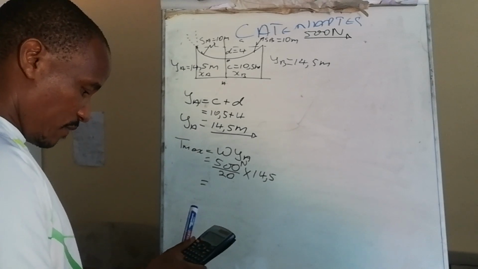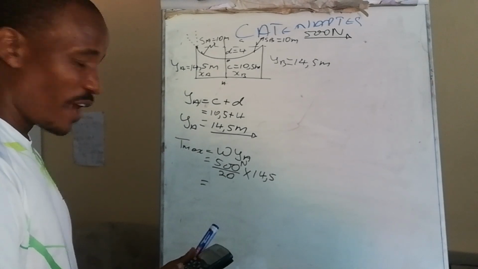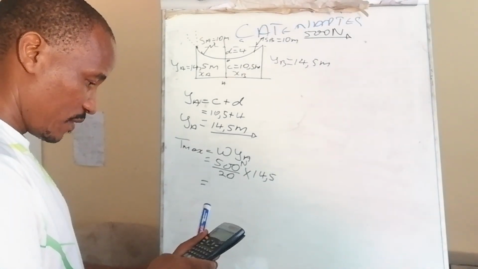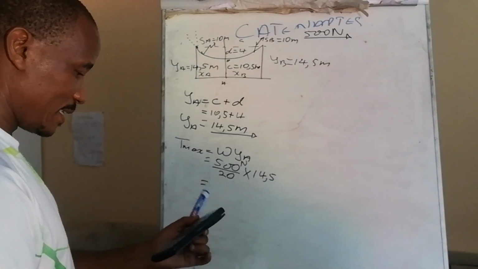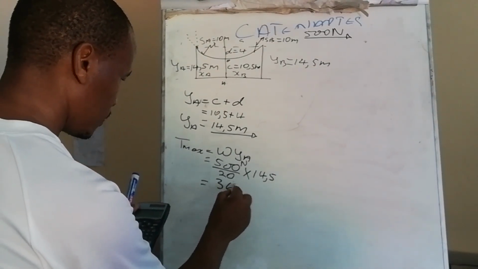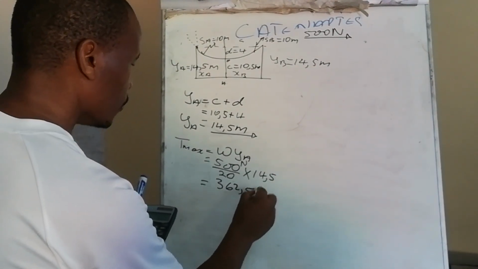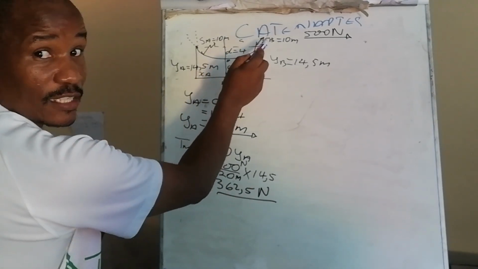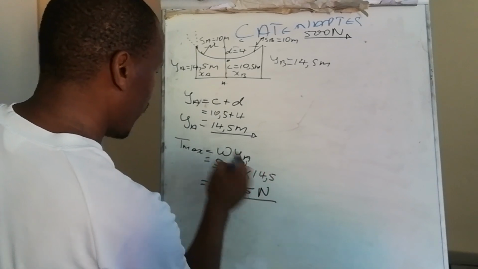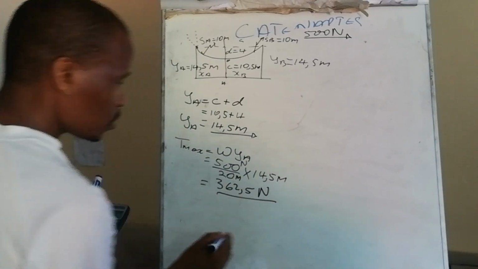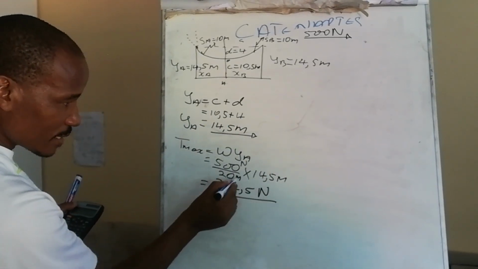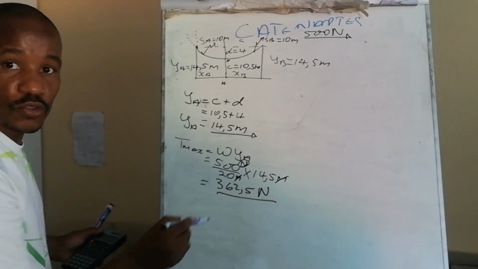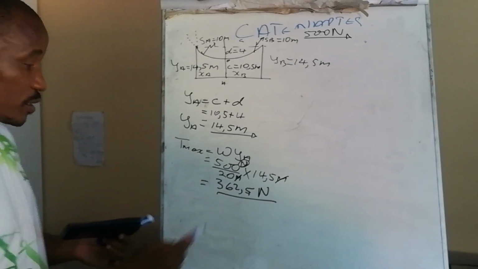500 divided by 20 is 25. 25 multiplied by 14.5 is equal to what? 362.5 Newton. Remember, it was meters there because the chain is in meters, 20 meters, and it is 14.5 meters there. Because you multiplied, this will cancel that, and we're only going to be left with the Newton. Basically, that's why.